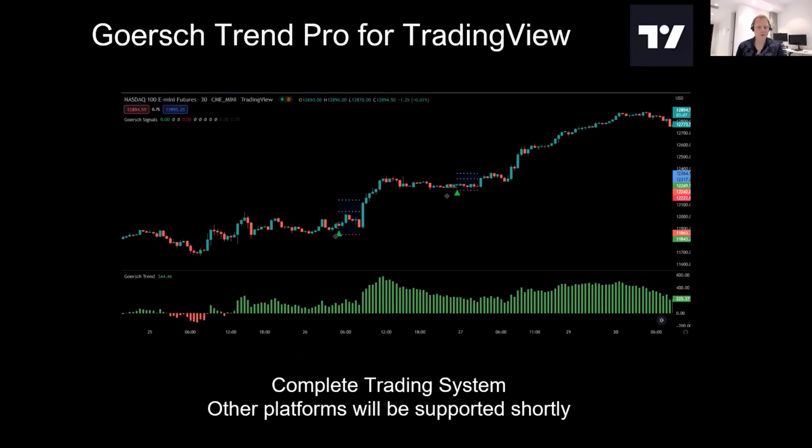And another new thing that we have developed in the last week is the Goersch Trend Pro indicator for TradingView. And in fact, this is going to be the main topic of this session. Goersch Trend Pro, as you will see, is a complete trading system. It contains the regular Goersch Trend indicator, which some of you may already know as a histogram below the chart. But the Goersch Trend Pro version also comes as a complete trading system featuring entry signals, stop losses, profit targets, break even, and trailing stops. So super exciting news. And we're super excited that we have the inventor of Goersch Trend here with us today.